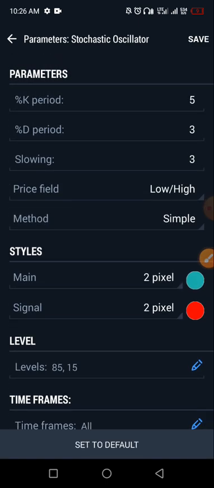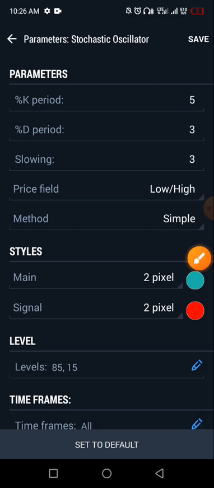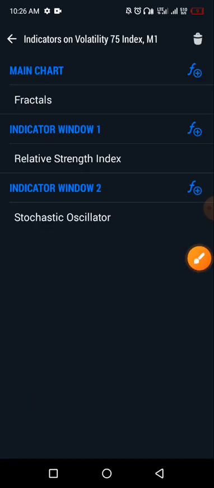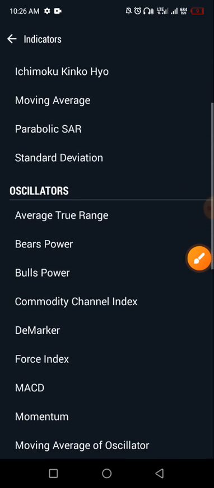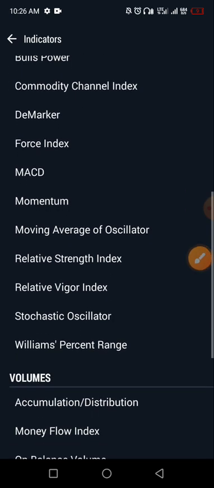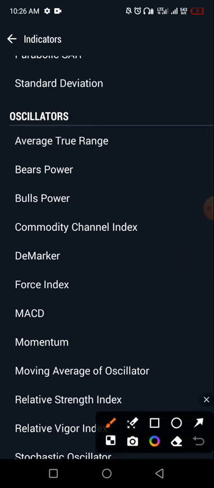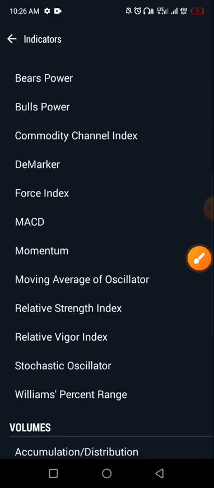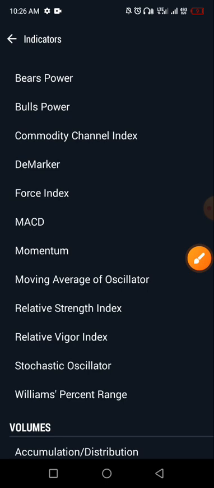You can see the stochastic indicator. The way to add it is just to click on this main chart here, then go ahead and click on that plus symbol, and under the oscillators here you can see the stochastic oscillator. Then you can add it.